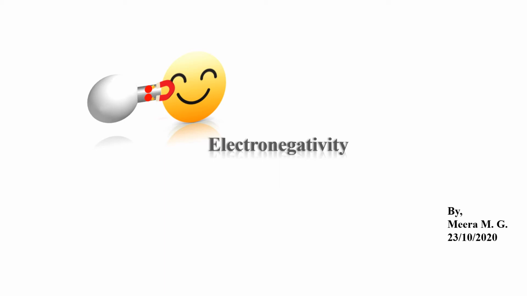In this video, I will explain electronegativity, which is the last physical property that we are going to deal with in this chapter. You will learn about the various factors affecting electronegativity, how it varies in the periodic table, and how it helps in predicting the metallic and non-metallic properties of elements.